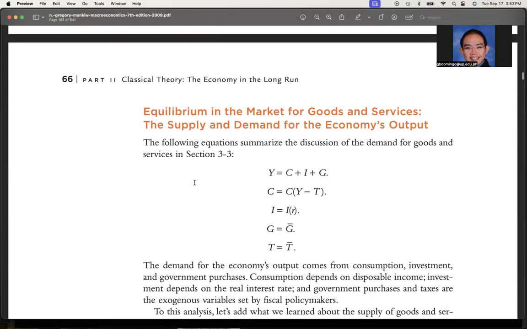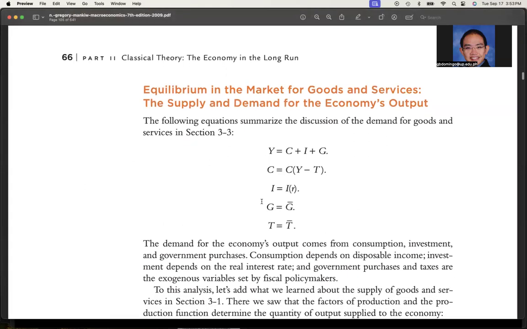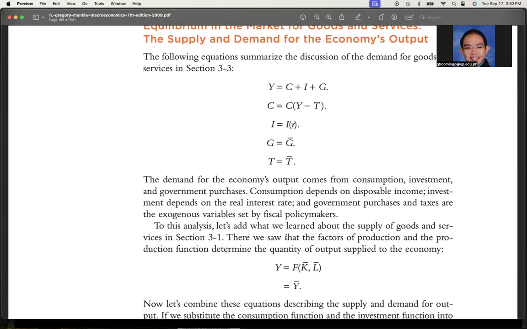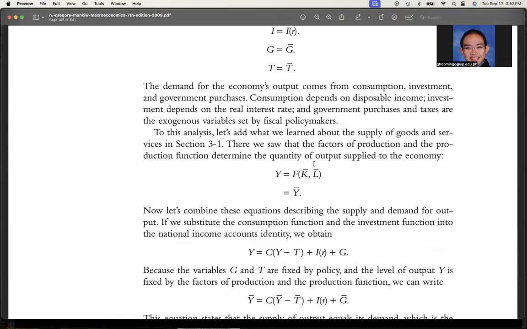So here's the demand and supply for the economy's output. Here you have the model that we just described earlier written down. It's Y equals C plus I plus G. And here I reiterate this Y here is actually fixed, and it will be clearer later that it's fixed, right? C plus I plus G, C is this, which is a function of disposable income. Investment is a function of the real interest rate. Then you have government spending and taxes, both of which are exogenous. And here, like I promised, Y is basically Y bar because it's determined by technology and inputs.